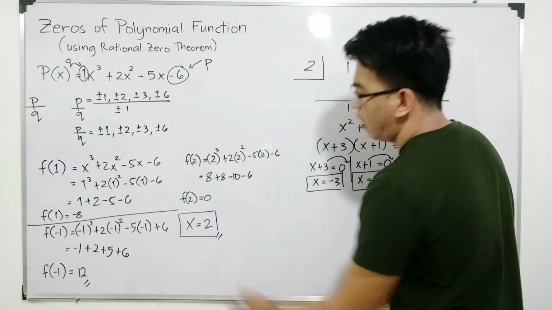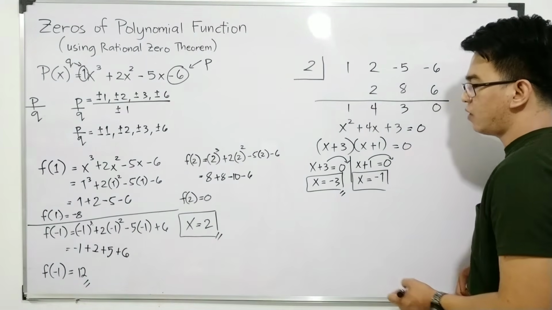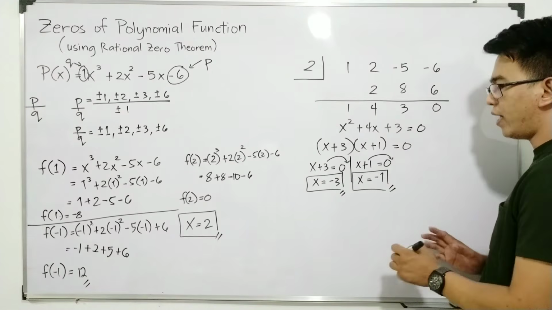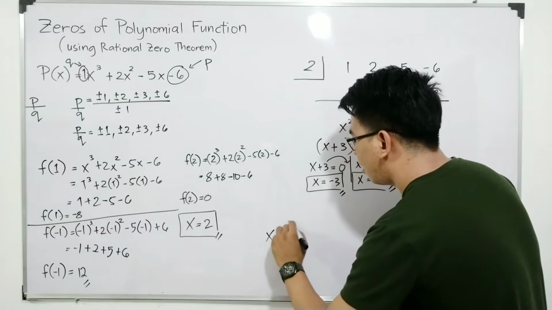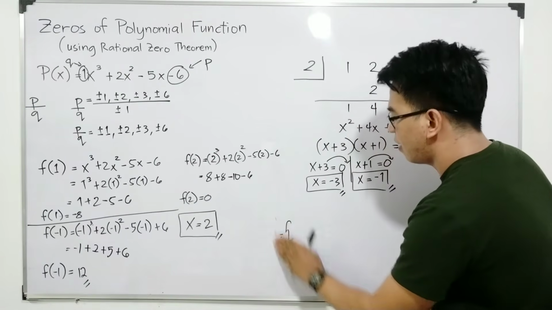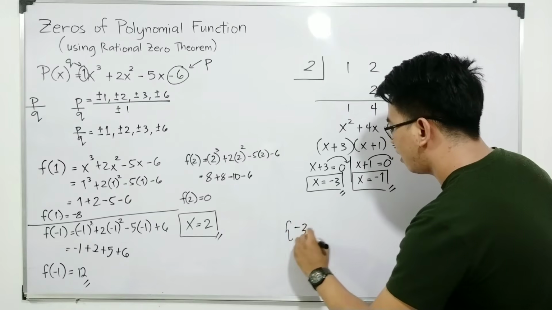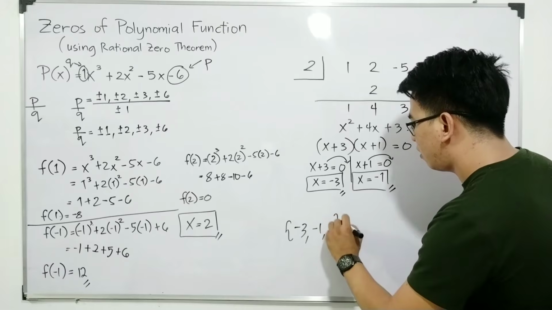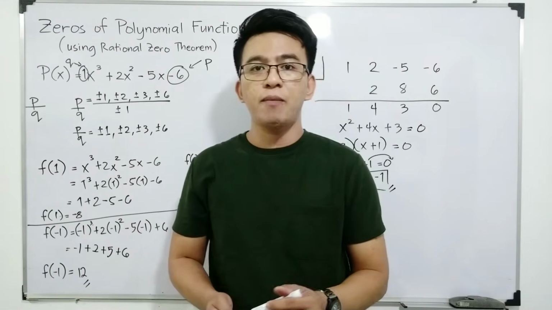We have x is equal to 2 as the first zero. We have x is equal to negative 3. We have x is equal to negative 1. And the solution here, yung zero natin, are this. Ito na. Solution natin ay negative 3, negative 1, and 2. This solution will represent the possible zeros of this polynomial function.